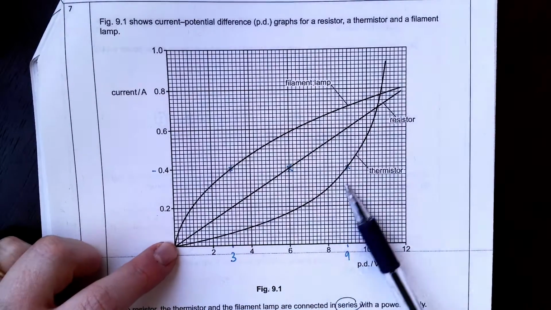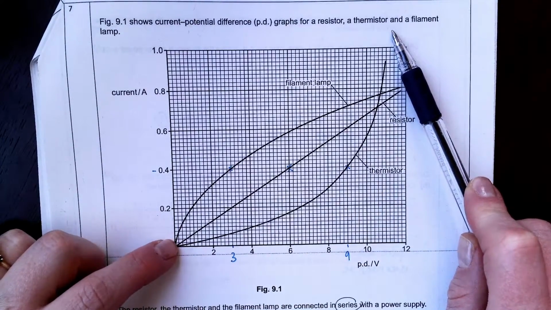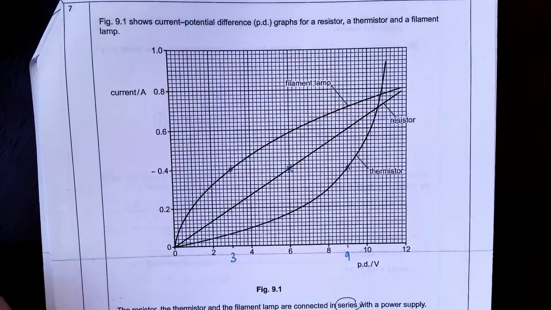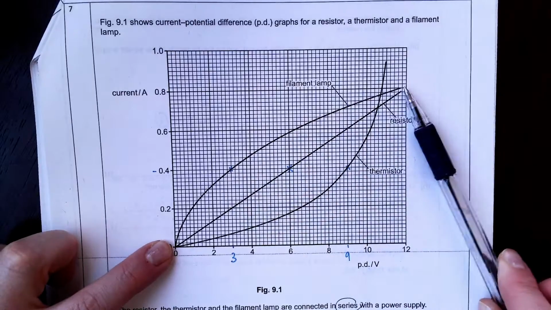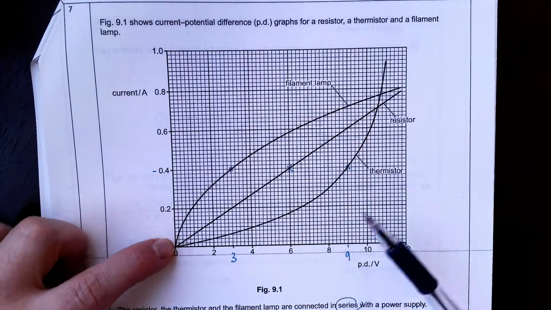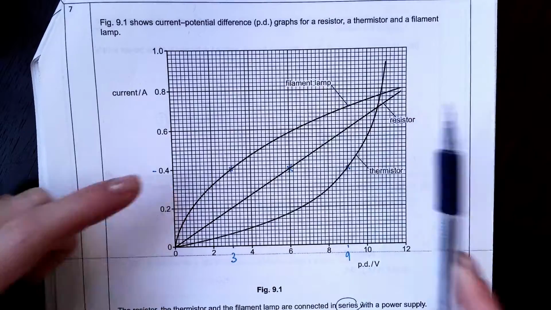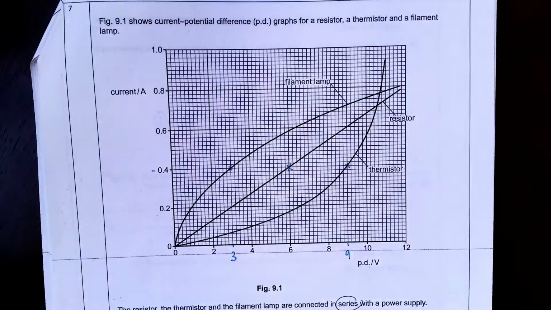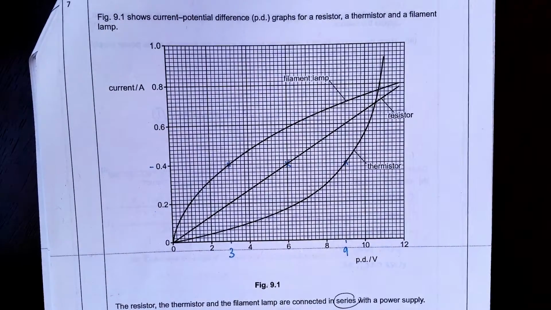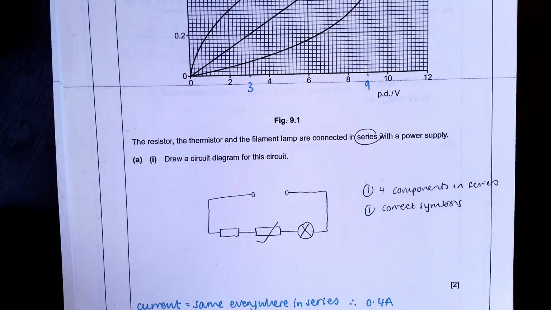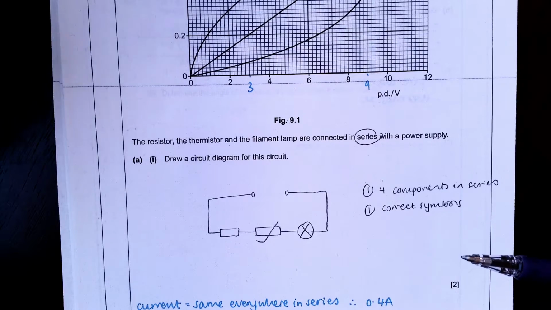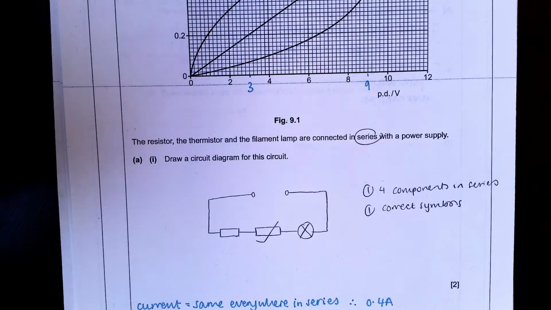For the thermistor, as the voltage increases, the current is increasing at an increasing rate. And then for a filament lamp, it's the other way. So at higher voltages, we're getting a smaller increase in current. Don't worry too much about interpreting that at this point. We can take it step by step. The resistor, the thermistor, and the filament lamp are connected in series with a power supply. Again, this is a straightforward question, and too many people were losing marks here. Draw a circuit diagram for this circuit.